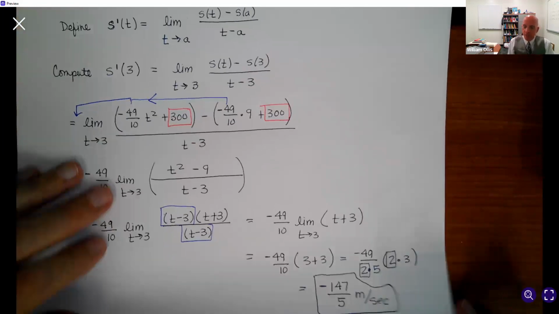Okay. Now, the very last thing that I want to do is talk about a result that has to do with the boundedness of a function. And I think I said it over here somewhere. Let's see here. Oh, here we go.